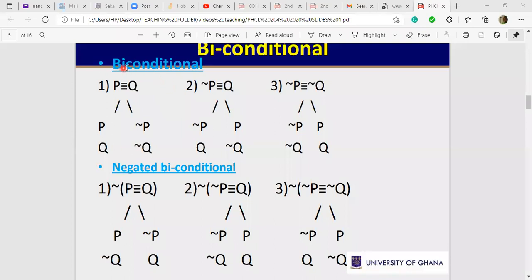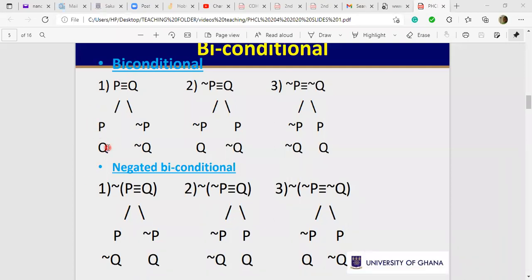It goes both ways. We also call it equivalent. So we are saying that whatever happens to P must happen to Q before the whole equivalence will be true. One cannot be true while the other is false, or one cannot be false while the other is true. If they don't share the same truth value, then the whole biconditional cannot be true. For it to be true, if P is true, Q must also be true before the whole thing will be true. If P is false, Q must be false for the whole thing to be true. That's the biconditional. That's what is happening here.